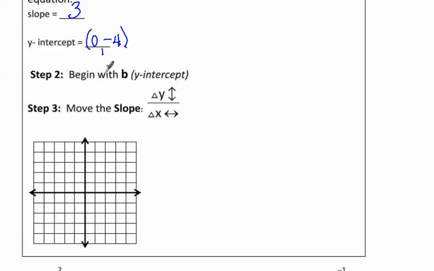So I'm going to begin at 0, -4, and then I'm going to use my slope. Remember, slope is always a fraction, so this is 3/1. So you want to rise 3, run 1. So 1, 2, 3, up, 1 to the right. And I can keep doing this as many times as I want. And that creates your graph.